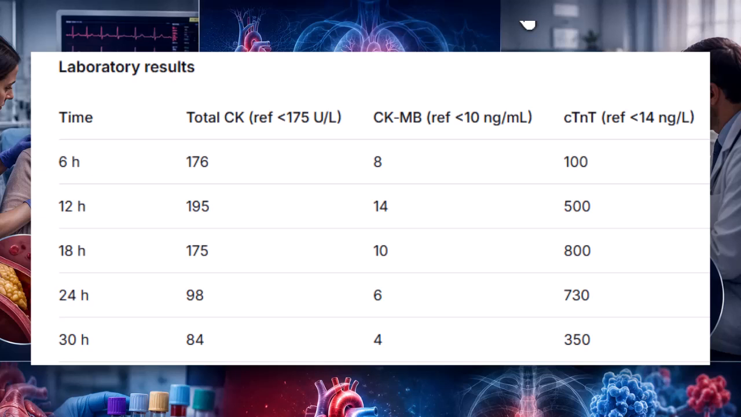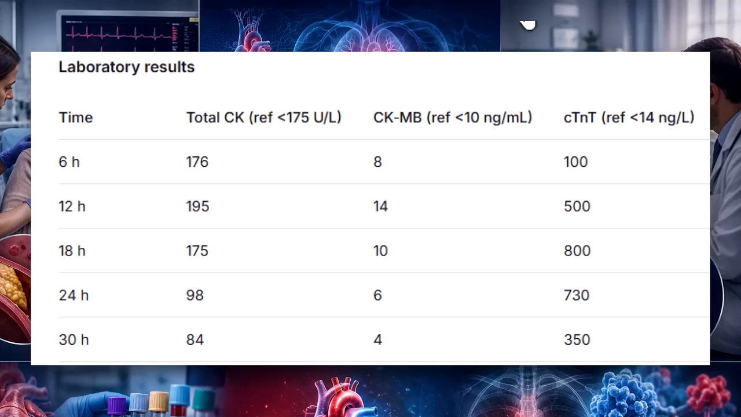Take a few seconds to examine these numbers. What immediately stands out? The answer is troponin T. Even at the earliest measurement, troponin T is markedly elevated. More importantly, it demonstrates a clear rise followed by a fall. This pattern is extremely important. Let's discuss why. Understanding troponin.